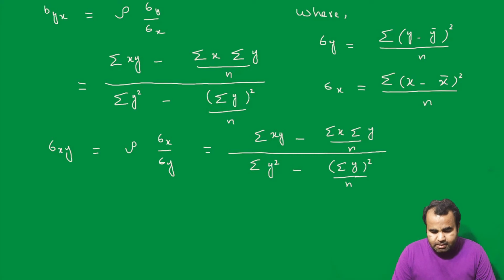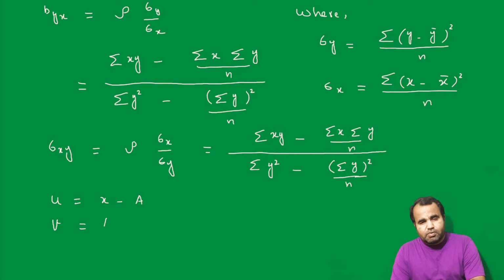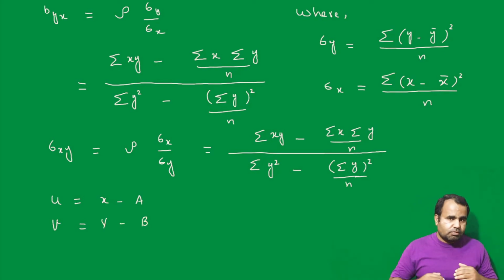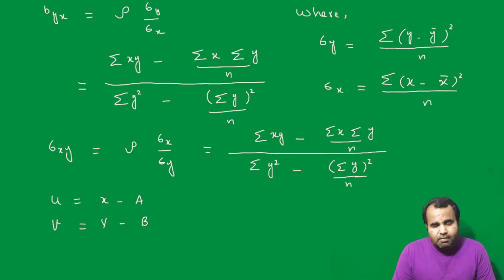In a similar way, as we have already described what sigma y and sigma x are, let me take another approach. In this approach we take u is equal to x minus a and v is equal to y minus b. What do a and b mean? A and b are actually the assumed means.